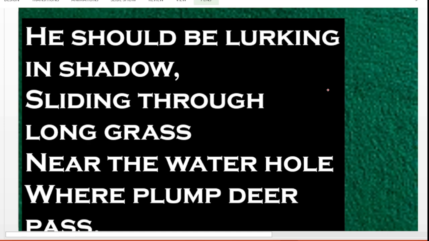So in this stanza we see that the poet has written, he should be lurking in shadow, sliding through long grass, near the water hole where plump deer pass. What is the meaning of lurking? Lurking means waiting secretly. So what do the tigers do? They wait for their prey. They wait secretly. They hide themselves and they wait in shadows so that nobody can catch them and they can attack their prey quietly.